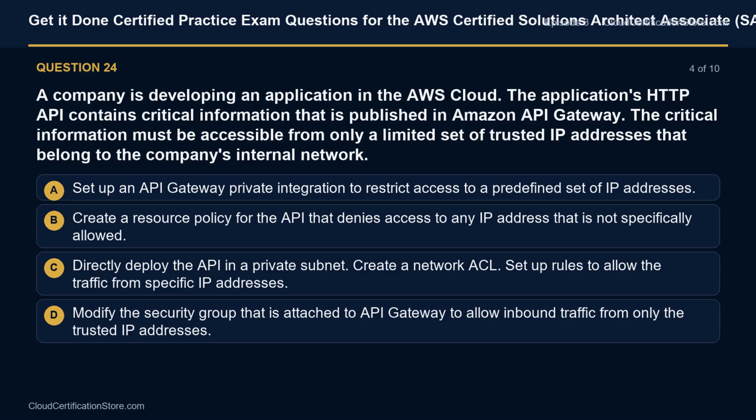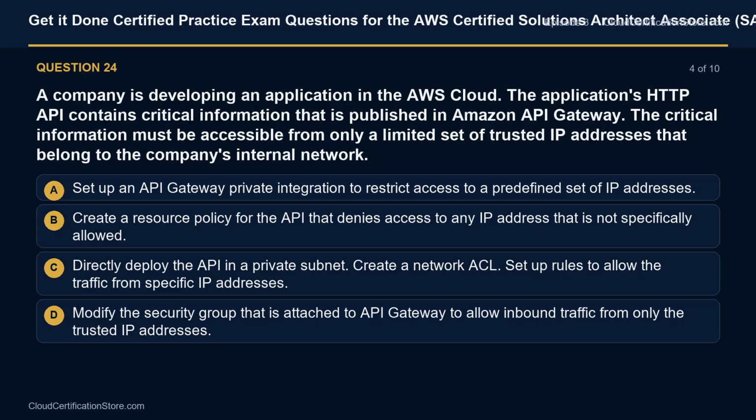Option B. Create a resource policy for the API that denies access to any IP address that is not specifically allowed. Option C. Directly deploy the API in a private subnet. Create a network ACL. Set up rules to allow the traffic from specific IP addresses. Option D. Modify the security group that is attached to API Gateway to allow inbound traffic from only the trusted IP addresses.